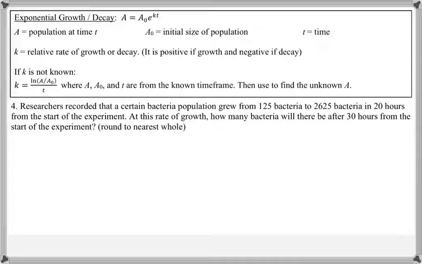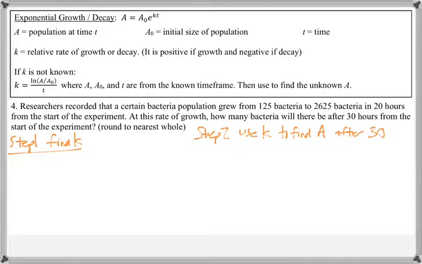So we don't know what K is, so this is going to be a two-step problem. So step one, we need to find K, and then step two, we need to use K to find A, and this will be after 30 hours.